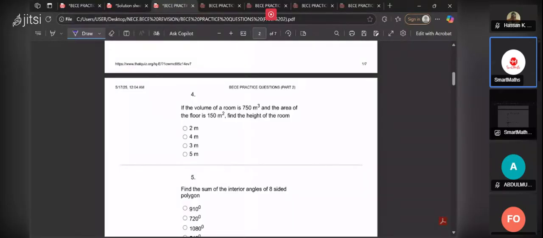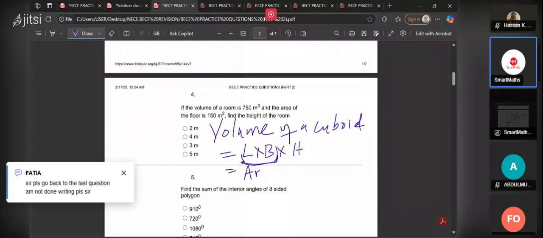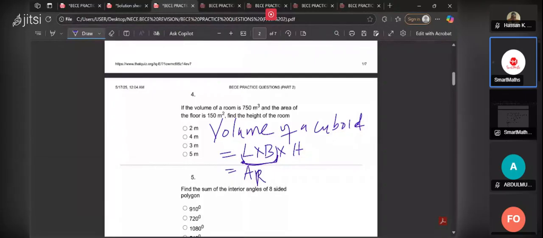So the volume of a room, volume of a cuboid, take note of this: volume of a cuboid is equal to length times breadth times height. You see, length times breadth here is the area of a rectangle, which is the area of the floor, because area of a rectangle is length times breadth. So that's area of rectangle times height.